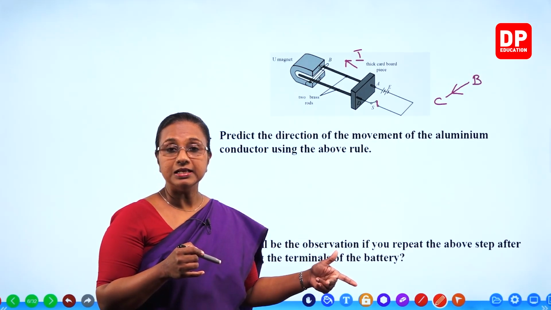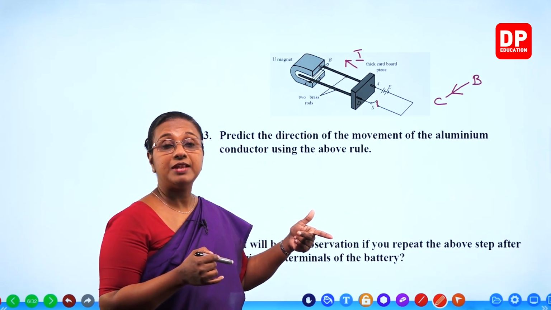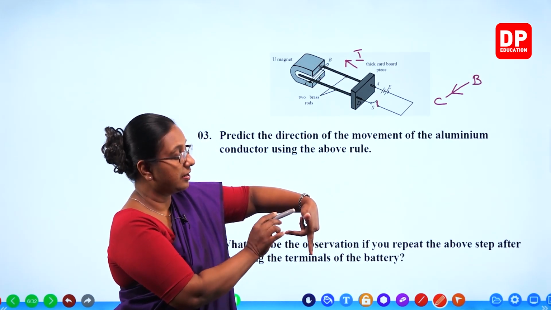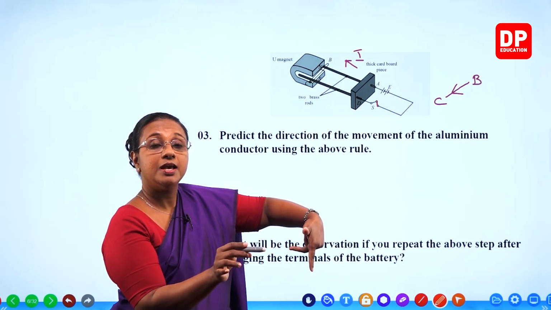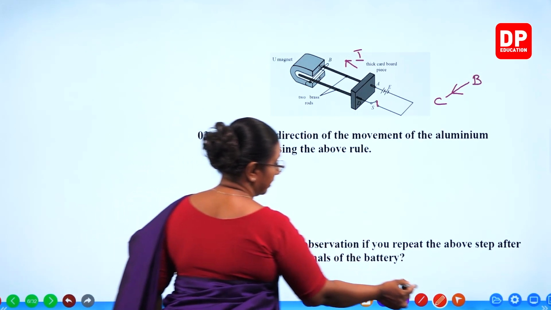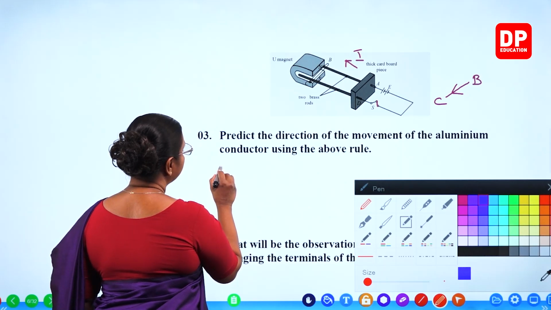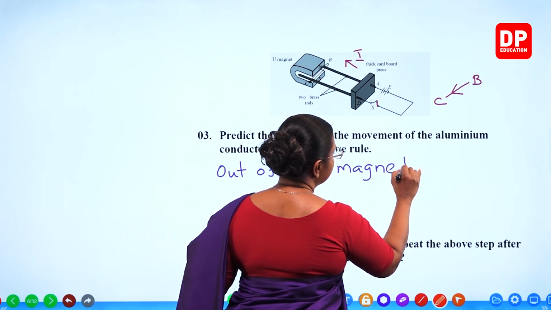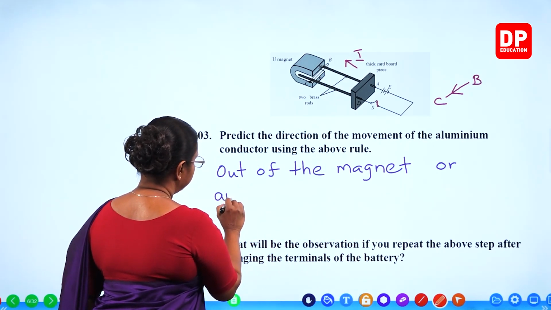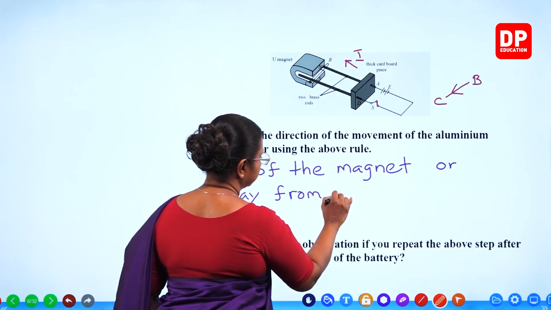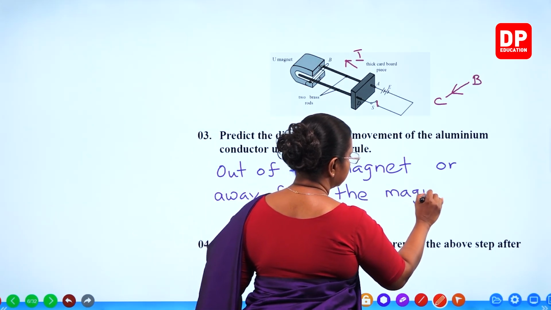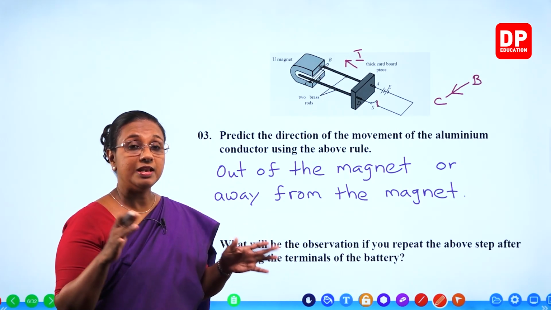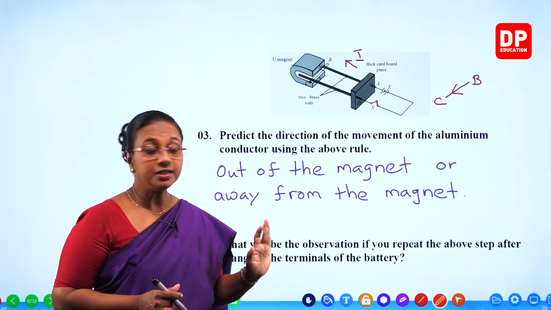So again, if you apply Fleming's left hand rule, you will see the current flows this way, magnetic field down. This is the magnetic field, this is the current flow. So the force is going to be out of the magnet. That is, you predict the direction as out of the magnet, or you can say away from the magnet. Like I told you before, students, in the first question, if you just say the BC rod will move, that is more than enough, because here they have asked for the direction.